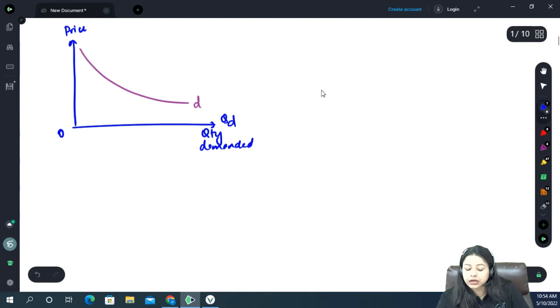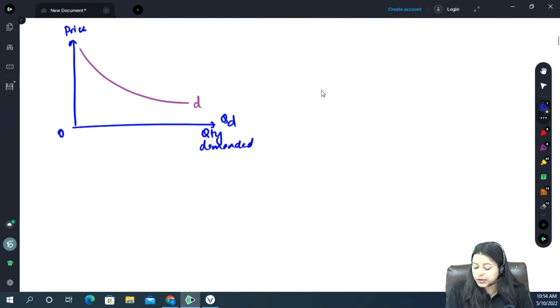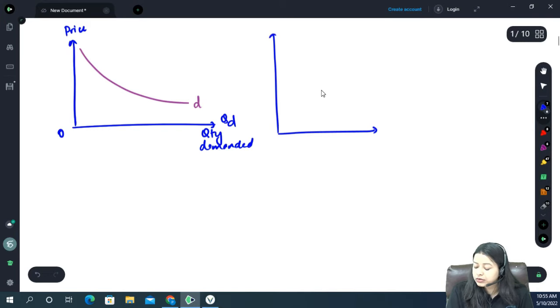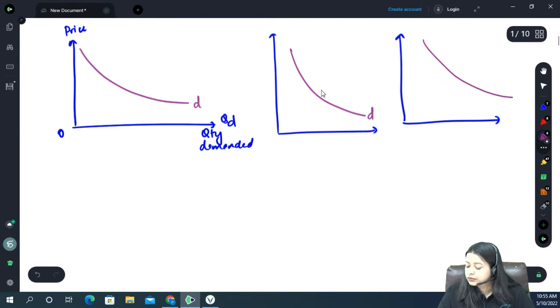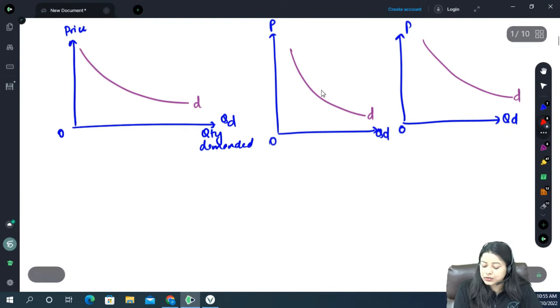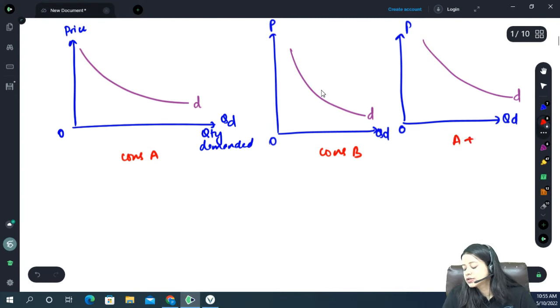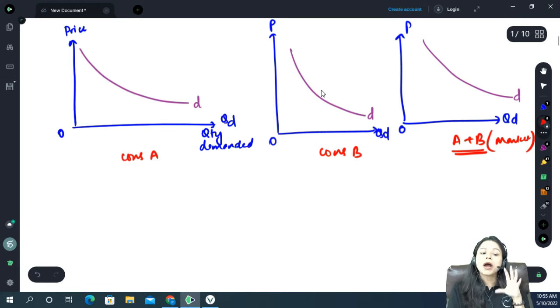Now in your compiler, you will see that there are three demand curves which are made. For example, if I'm making three demand curves here, this is my demand curve, and this is my another demand curve. So basically here price, quantity demanded, price, quantity demanded. Suppose the first one is for consumer A, this is for consumer B, and this is for consumer A and B together, or you call it the market demand curve.